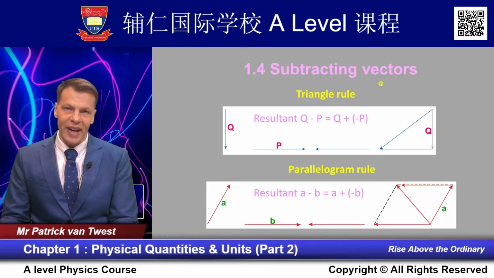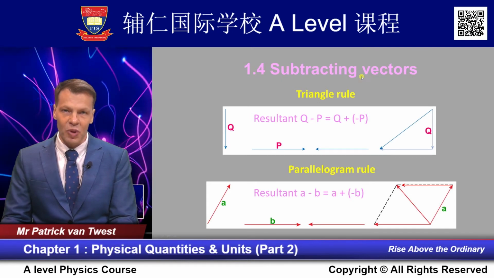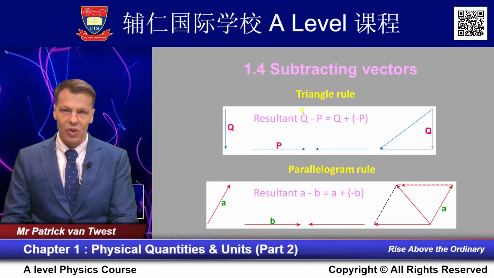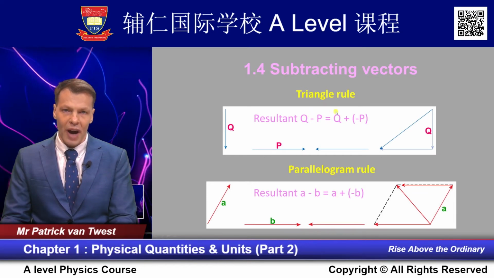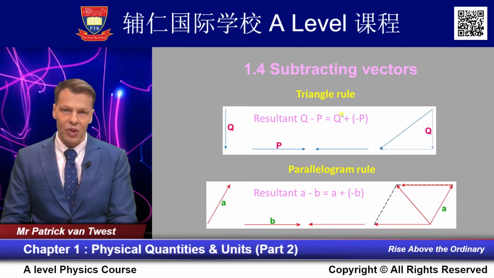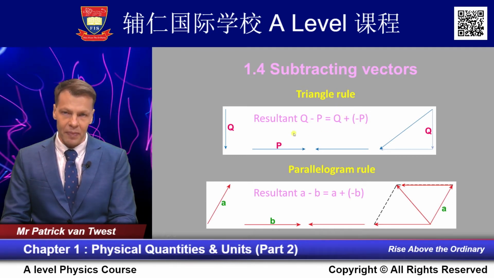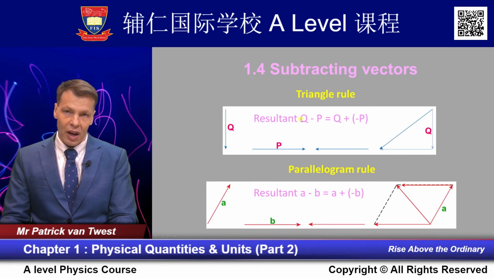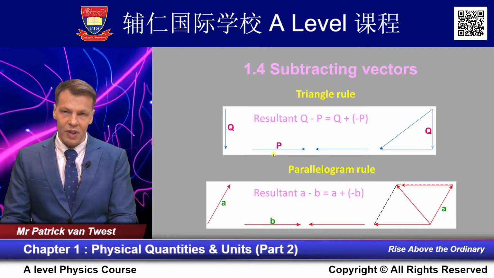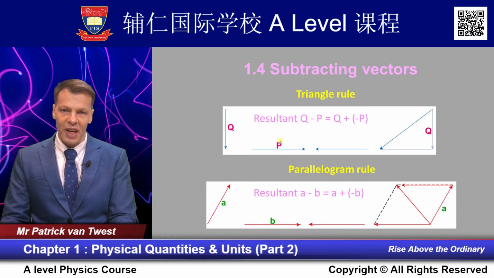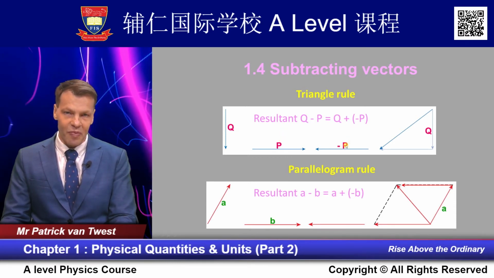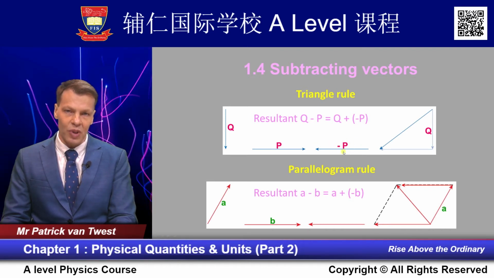What about subtracting vectors? Is that a lot more difficult? Well, no, not really, because if we want to subtract two things like Q minus P, I just have to remember that Q minus P is the same as Q plus negative P. So instead of subtracting, I'm just adding Q plus negative P. So if this is P, what does negative P look like? Well, it's a vector. So negative P would be just the same size with the opposite direction.